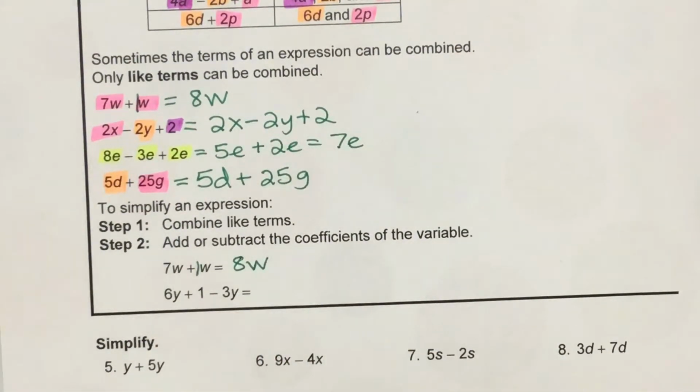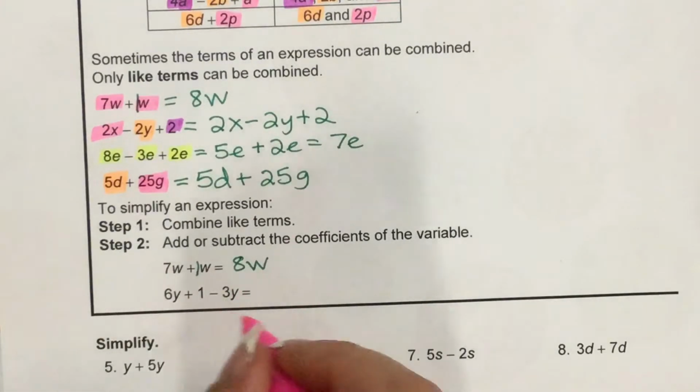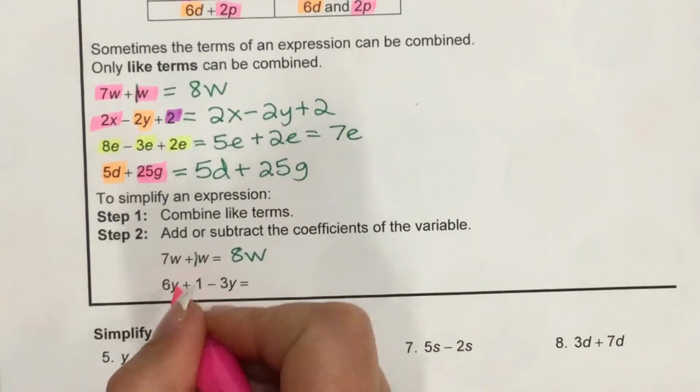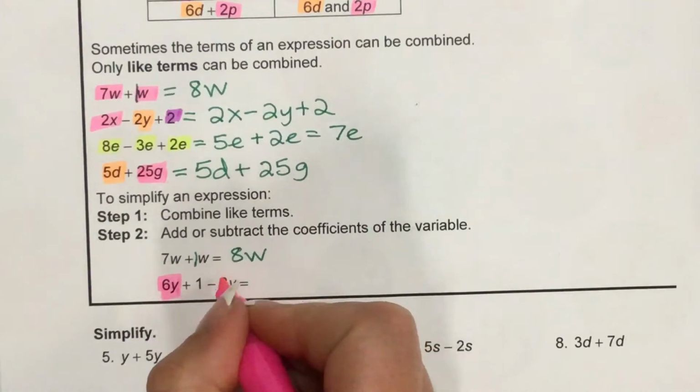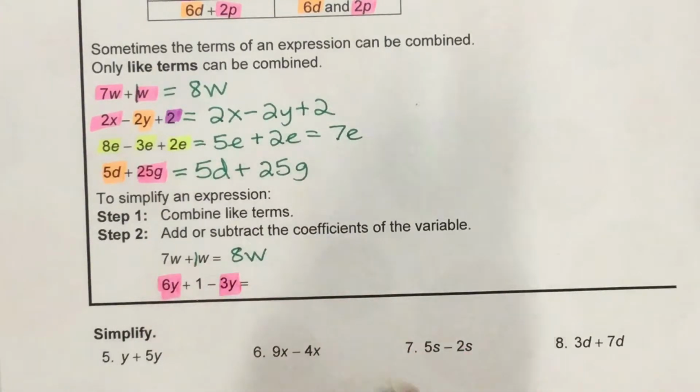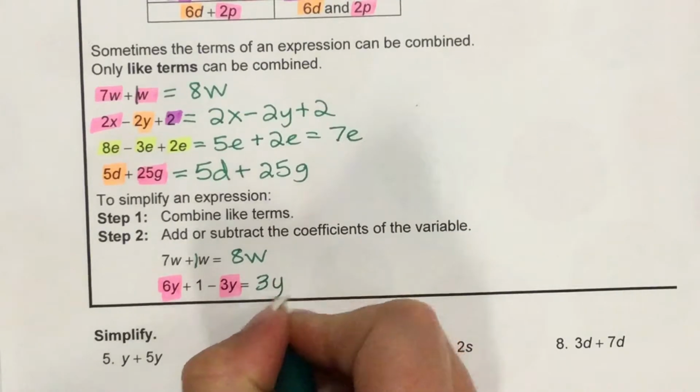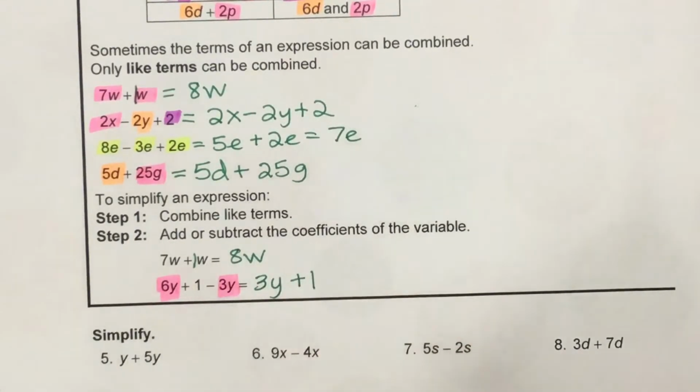Over here, we have 6y plus 1 minus 3y. So we have 6y, and then we have 3y, and then there's a positive 1. So we can go 6y minus 3y, which ends up being a positive 3y, and then plus 1. So that's how those would work, okay?